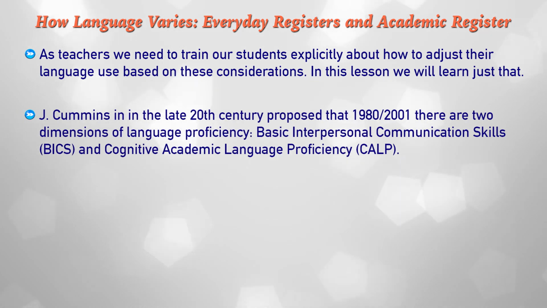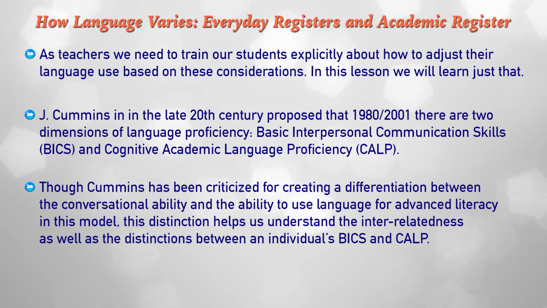J. Cummins in the late 20th century proposed that there are two dimensions of language proficiency: basic interpersonal communication skills, BICS, and cognitive academic language proficiency, CALP. Though Cummins has been criticized for creating a differentiation between the conversational ability and the ability to use language for advanced literacy in this model, this distinction helps us understand the interrelatedness as well as the distinctions between an individual's BICS and CALP.